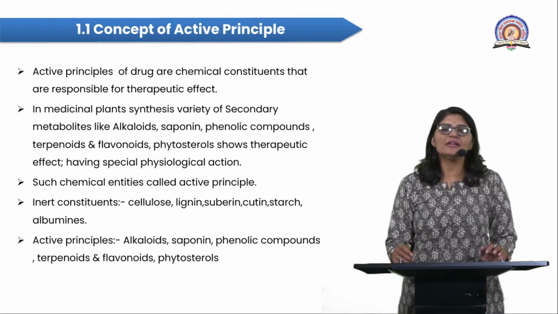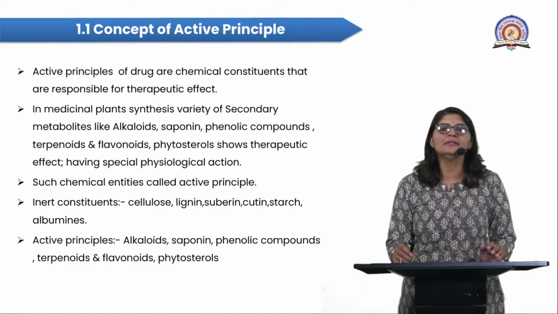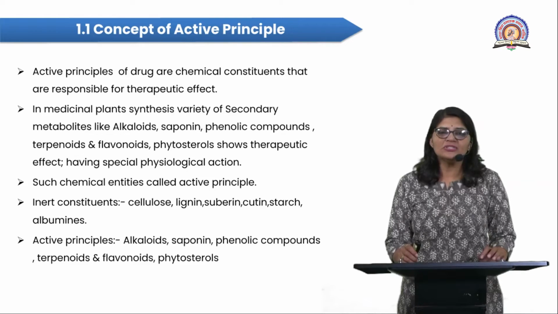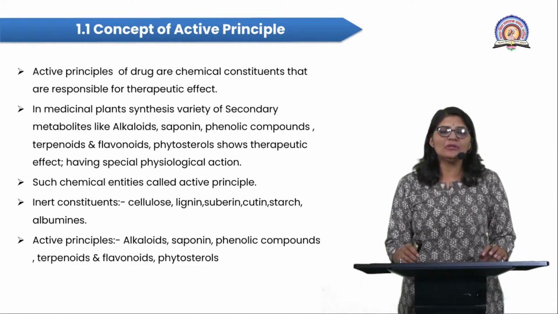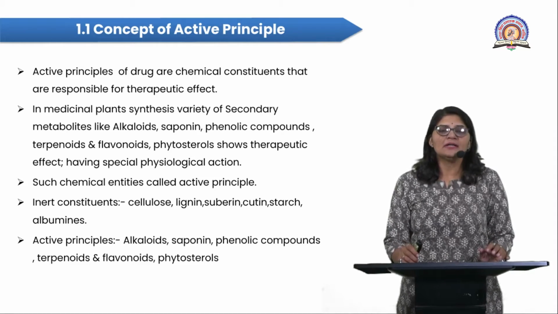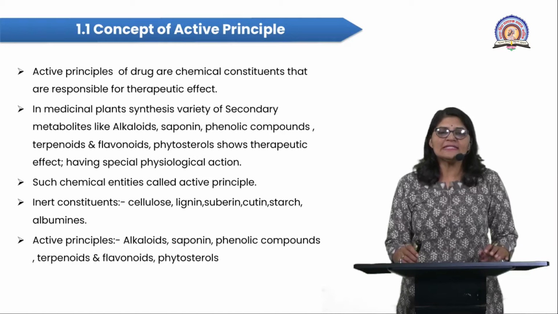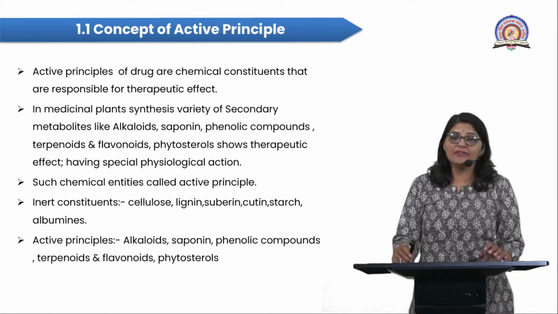First I'm focusing on the inert active constituent. Here the inert active constituents do not have a therapeutic effect, or they have it but only a very little bit, but they are the major part of the structural component of the plant body. Examples are cellulose, lignin, suberin, and cutin. All these are important structural units of the cell wall of the plant. Then starch is a reserve food material present within the plant body, and albuminoids are also present within the plant body. These are specifically primary metabolites, and they do not have any significant therapeutic effect.